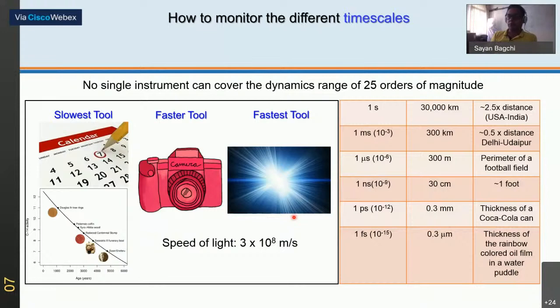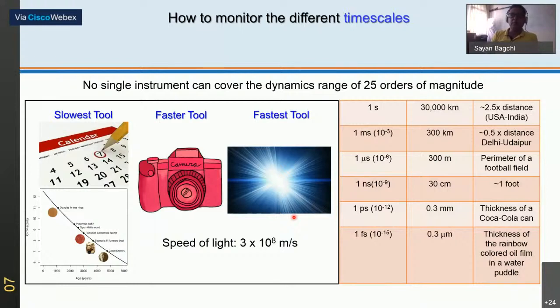I know Atanu talked about attosecond processes. So we know the speed of light is 3 times 10 to the power 8 meters per second. Now, I just talked about 1 picosecond being the thickness of a Coca-Cola can wall. Now let's try to figure out how far light travels at different time points. If you think about 1 second, it travels over 300,000 kilometers. So it's like the distance between America and India.